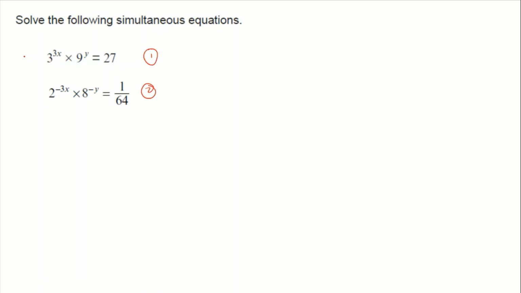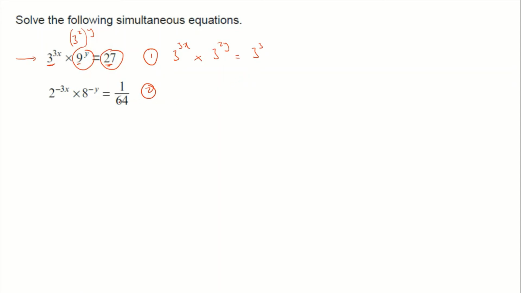In this first equation, I can see I've got base 3, base 9, base 27. 9 and 27 are both powers of 3. So I'll leave the first one alone as base 3 already. Remember 9 to the y, 9 is 3 squared, so 3 squared to the y, I can just times the powers together. This would be the same as 3 to the 2y. And on the right-hand side, 27 is just 3 cubed. It's quite nice there, isn't it?